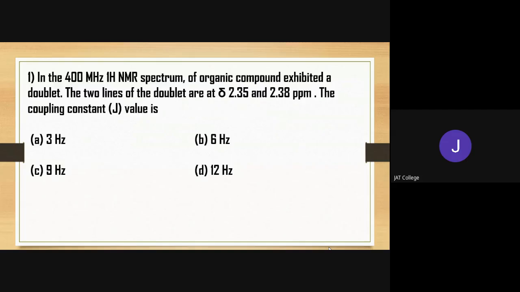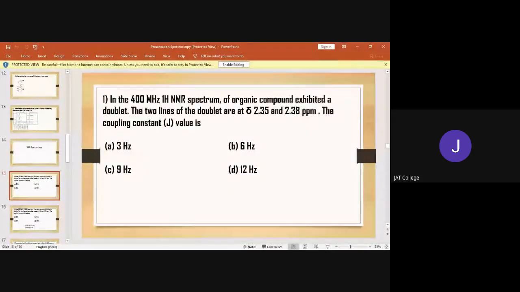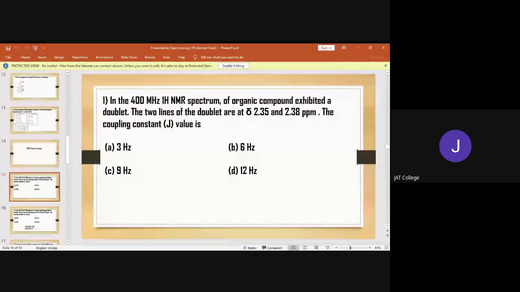Now take a look at the first question. This question is generally asked and it may be asked for 2 to 4 marks. In a 400 megahertz 1H NMR spectrum, an organic compound exhibited a doublet. The two lines of the doublet are at delta 2.35 and 2.38 ppm. The coupling constant J value is? Can anybody out of you solve this? You can reply to me, then I will tell you the trick for this question.